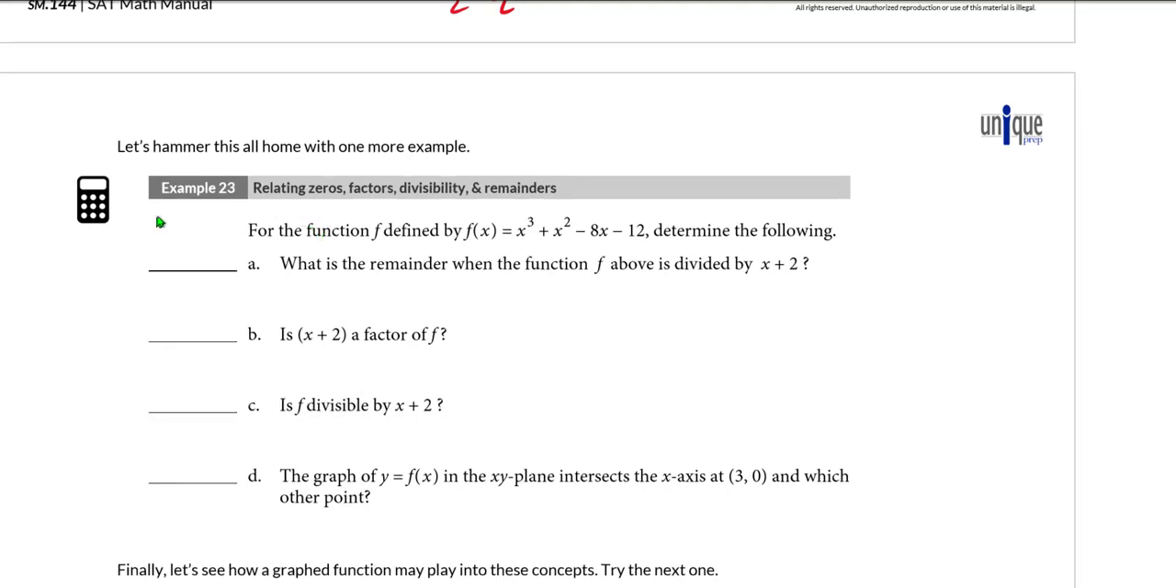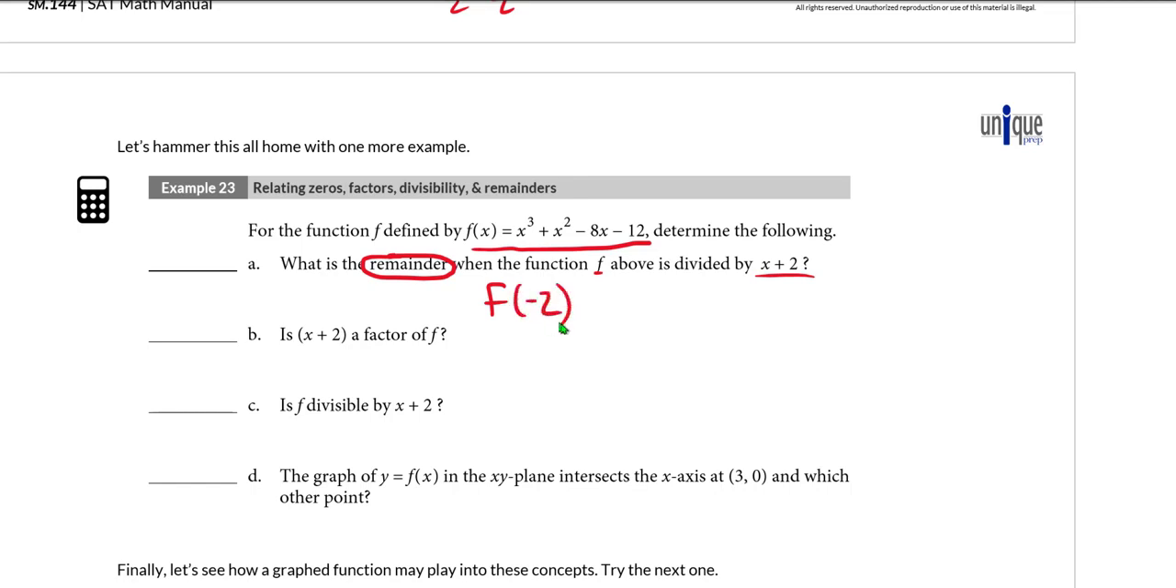In example 23, we are going to relate zeros, factors, divisibility, remainders as we've been doing. So for the function f, we've got one single cubic function here. F of x equals whatever. We've got to determine the following. So first, we need the remainder when f is divided by x plus 2. This is the polynomial remainder theorem.